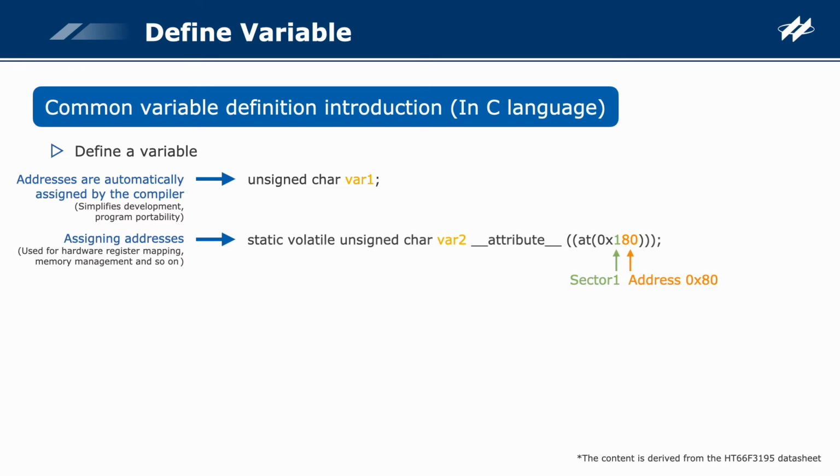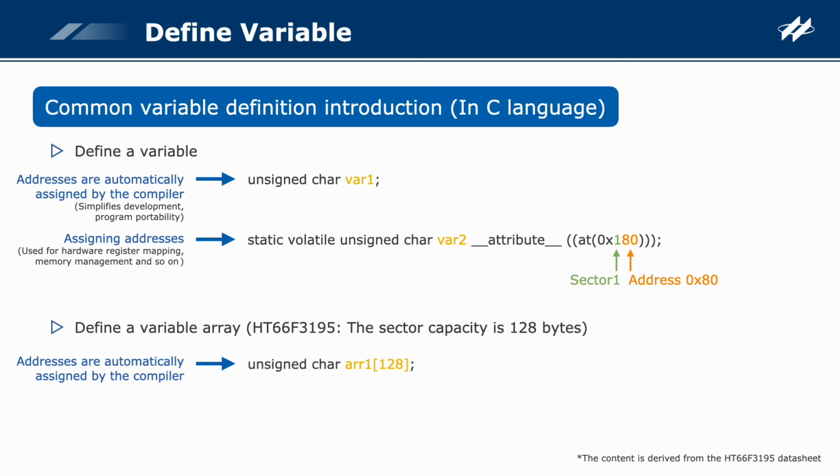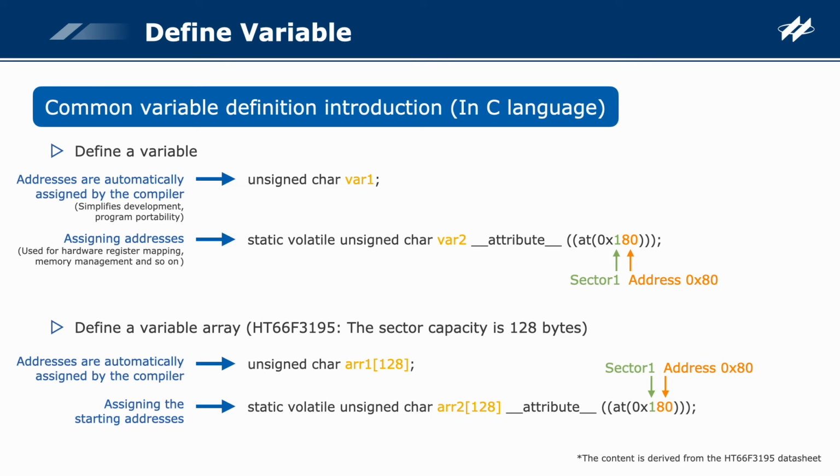The second one defines the variable 2 and also assigns the variable 2 to a specified address. This approach is mainly used for hardware register mapping, memory management, and other situations. How is a variable array defined? The first one, the variable array, array1 is defined and the address is automatically assigned by the compiler. The second one defines the variable array, array2, and also assigns the array2 to a specified address.